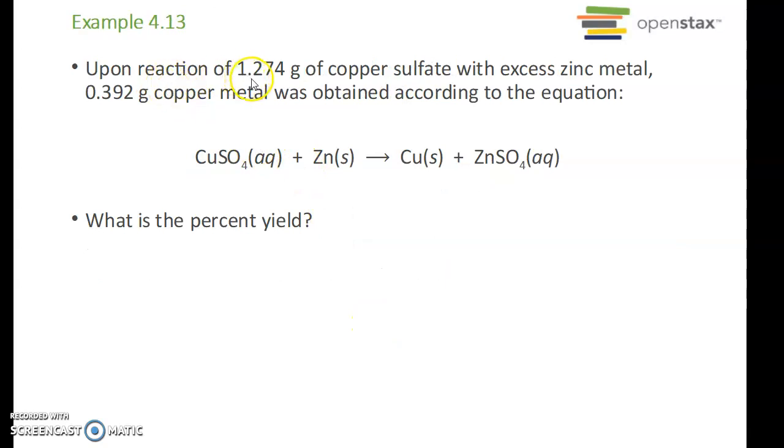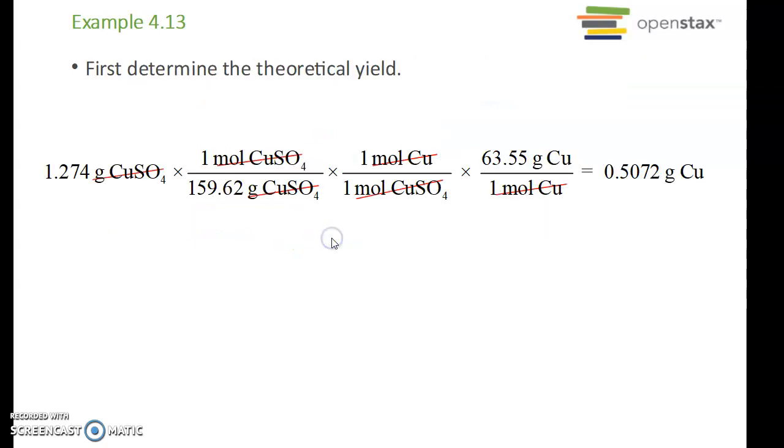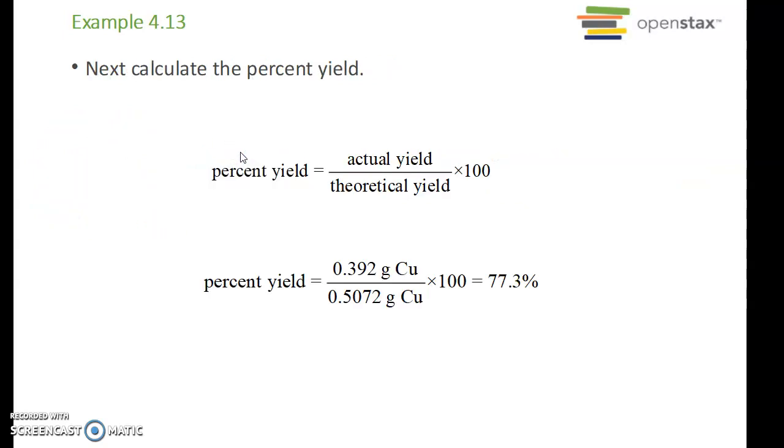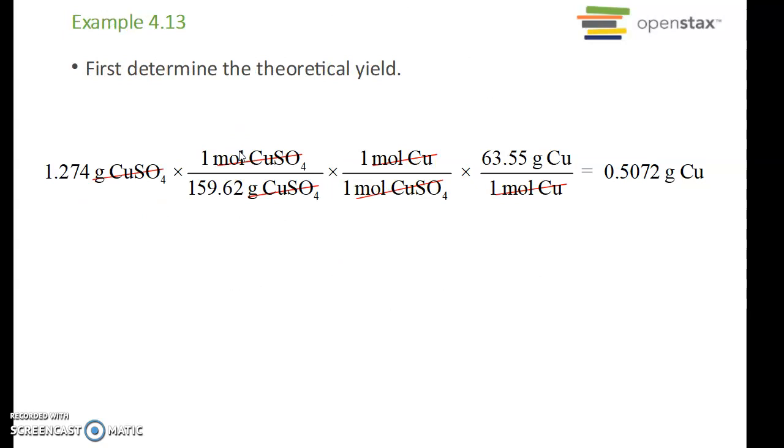Upon the reaction of 1.274 grams of copper sulfate with an excess of zinc, you end up with 0.392 grams of copper metal obtained according to this equation. What is the percent yield? Well, this right here is how much copper sulfate you started off with. You first find out how many moles that is, and you get that by dividing by its molecular weight, where 1 mole equals its molecular weight. And that tells you the number of moles of copper sulfate that you have.